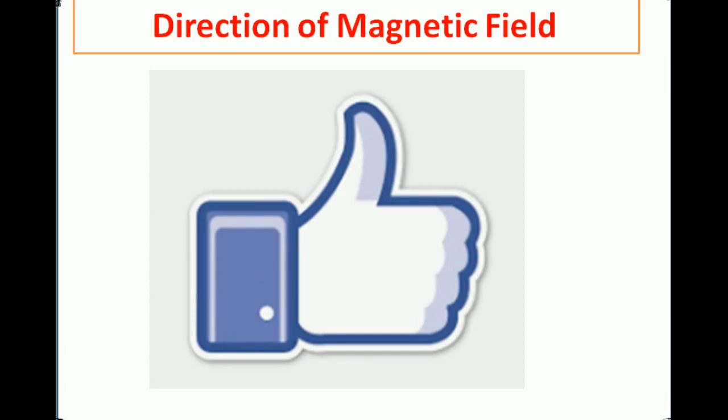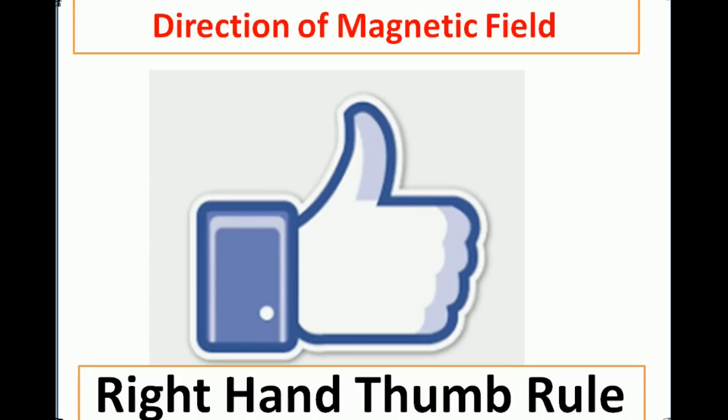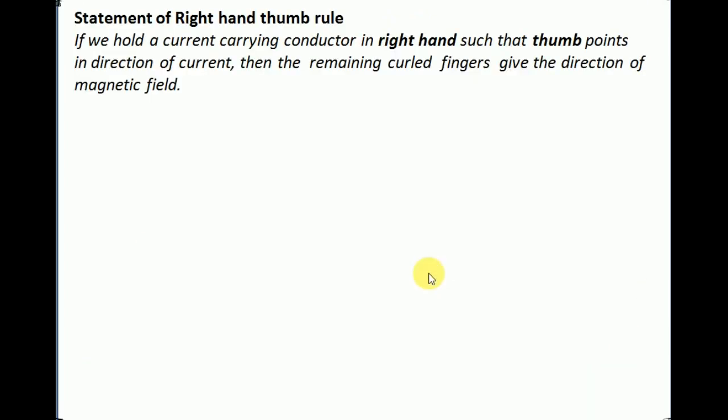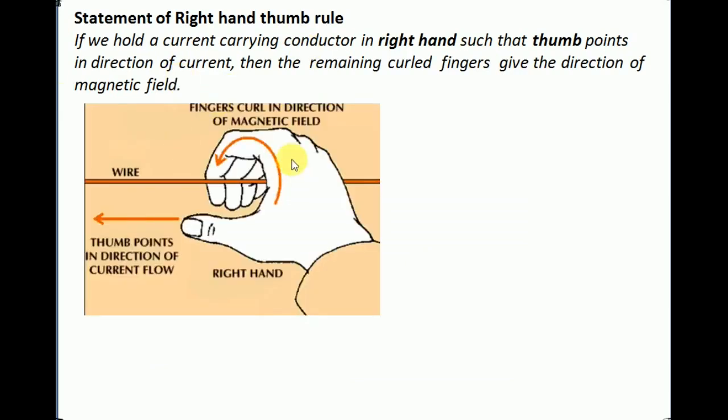And the name of the rule we use is called right hand thumb rule. So let's talk about right hand thumb rule. It says that when we hold a conductor in our right hand in such a way that the thumb shows the direction of current, then the curling of four fingers shows the direction of magnetic field.